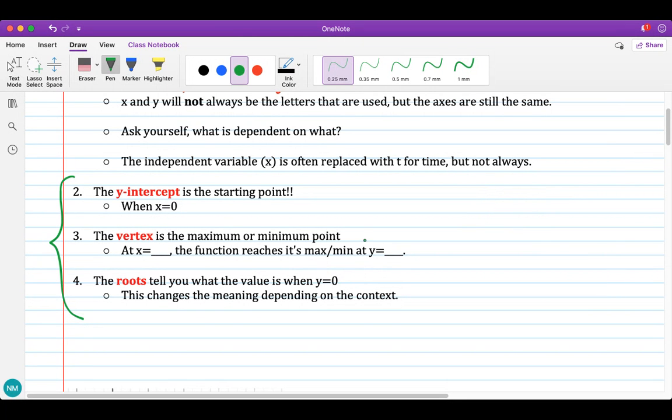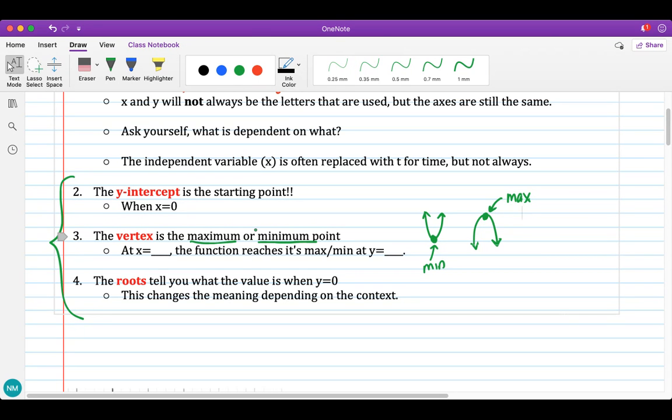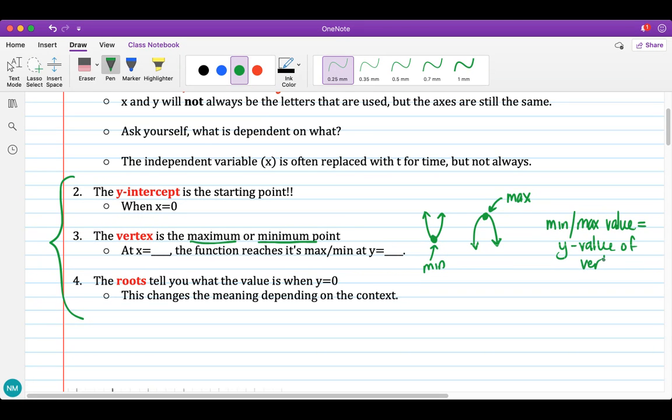The vertex. The vertex is the maximum or the minimum point, right? It is a minimum if it's concave up, and it is a maximum if it's concave down. Now, what's important here is that the min or max value is the y value of the vertex.